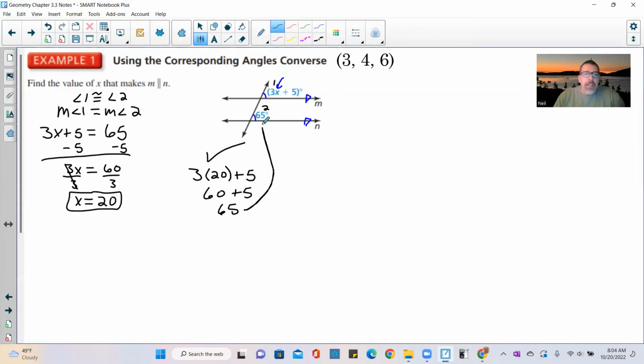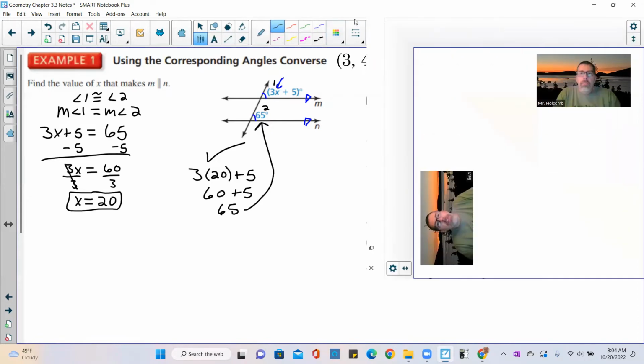65. That equals that. That checks. And therefore, x has to be 20 to make m parallel to n. After this example, you should be able to do problem numbers 3, 4, and 6 from your homework.